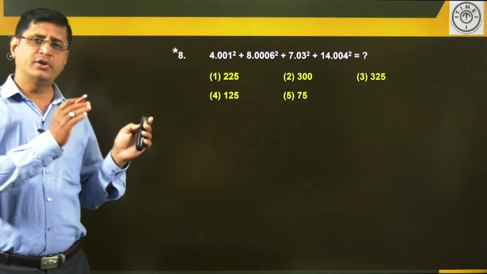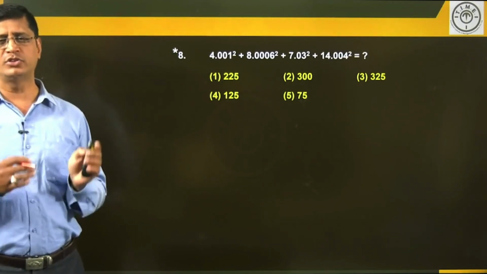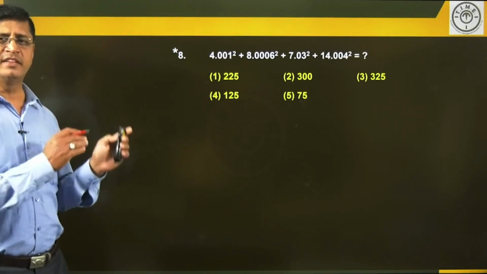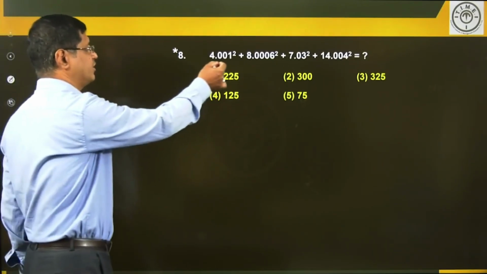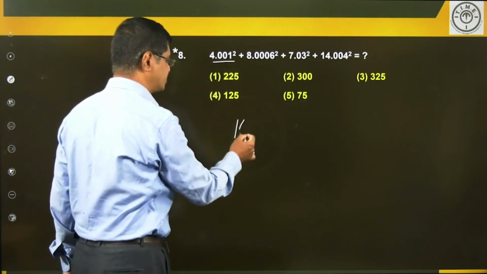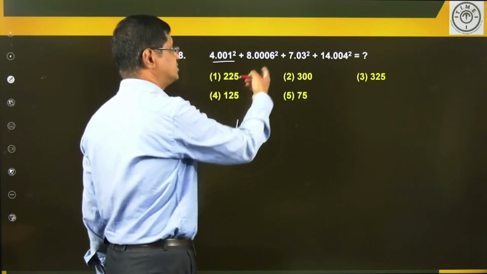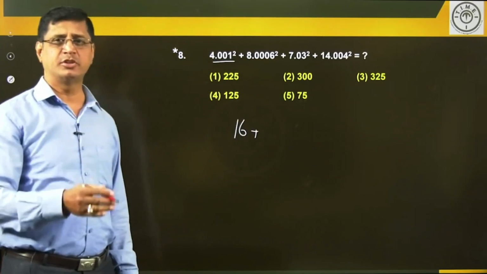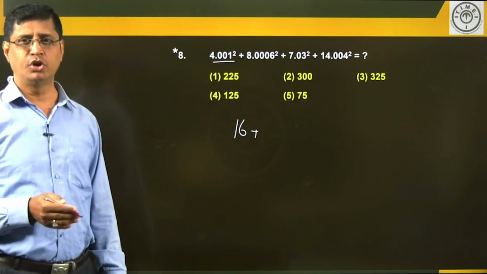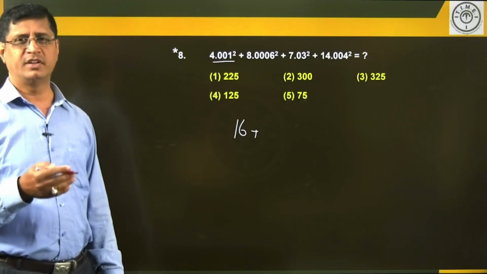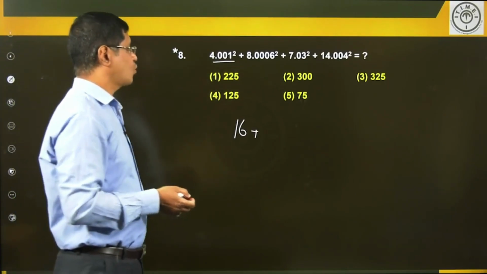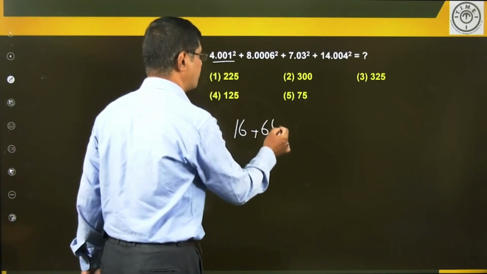4.001. 0.001 is a negligible value. Just consider only the 4, that is the nearest and the closest value. Approximately it is a 4. 4 square means 16. Similarly, just by ignoring the part after the decimal, the part of the decimal is 0.0006, which is negligible. So 8 square, that is 64.